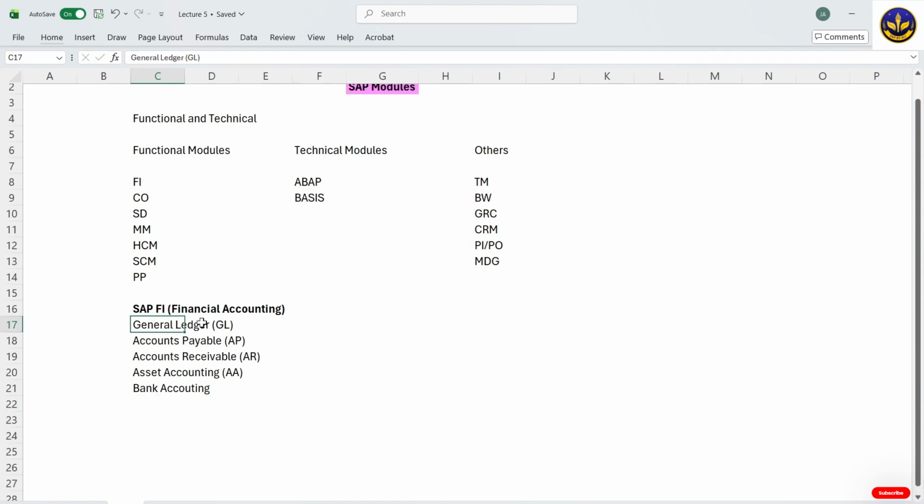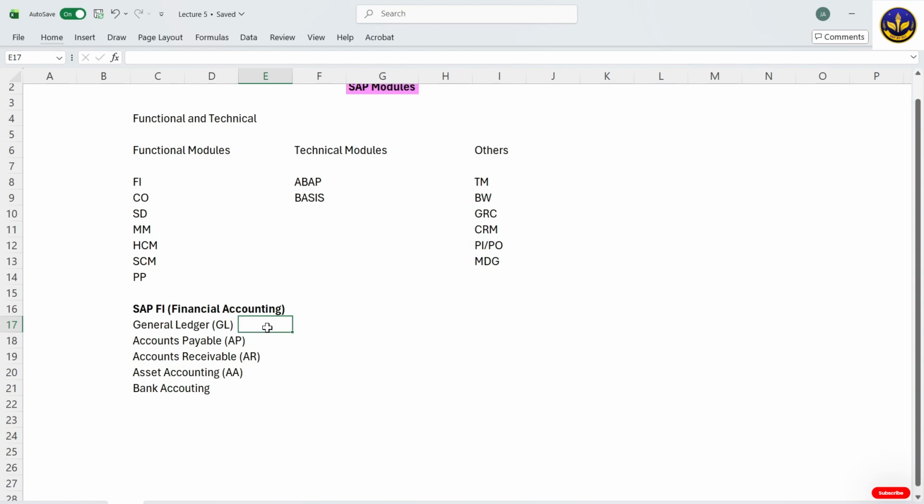Okay, let's briefly discuss each of these submodules. So this general ledger accounting is basically the foundation of SAP FI, because without general ledger you cannot make any of the posting in this SAP FI. And general ledger is something which actually tracks all your transactions. Ultimately, all the transactions, whether they are journal entries or they are flowing from the account payable, account receivable, or the asset or the bank accounting, all flow in the general ledger only.